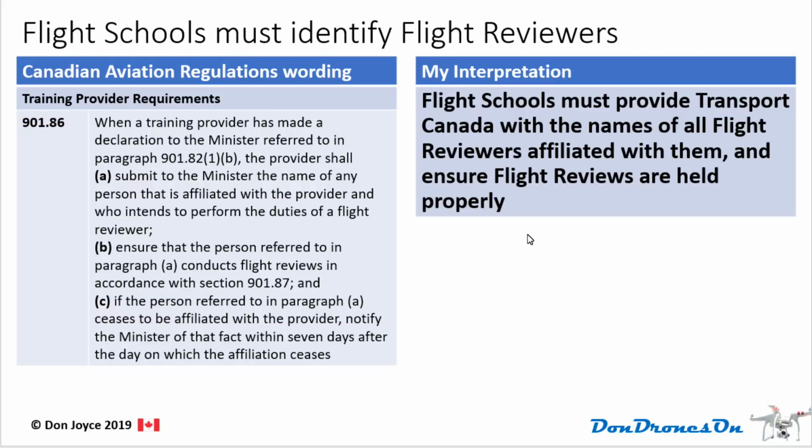So, flight schools must provide Transport Canada with the names of all flight reviewers affiliated with them. If you recall, flight reviewers have to declare that they're affiliated with a flight school, while the flight school also has to declare which flight reviewers work with them. And the flight school is expected to ensure that any flight reviews done in their name are held properly.